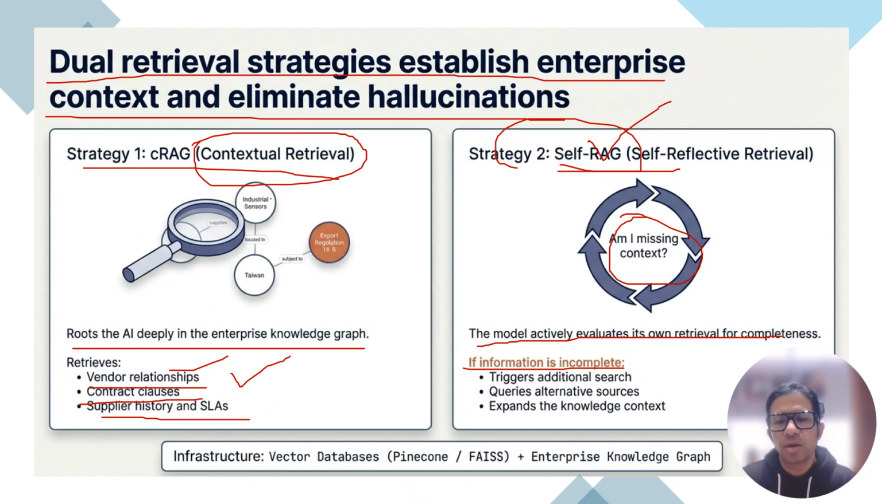See, if information is incomplete, it triggers additional search. It queries alternative resources and it expands the knowledge context. So self-reg acts like a safety behavior. It prevents the model from answering confidently with partial evidence.